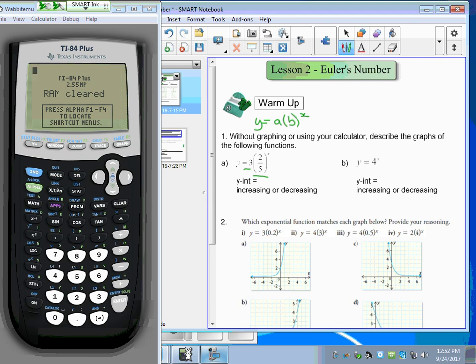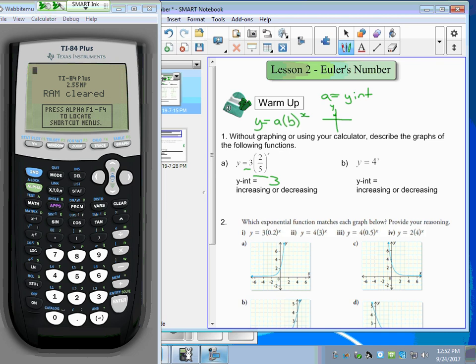The great thing about this is that if it's in this form, we can automatically tell a couple of things: whether it's increasing or decreasing, and also the y-intercept. The a value is equal to the y-intercept, so for this first graph, our y-intercept is going to be 3. That's where it crosses the y-axis, approximately at 3.